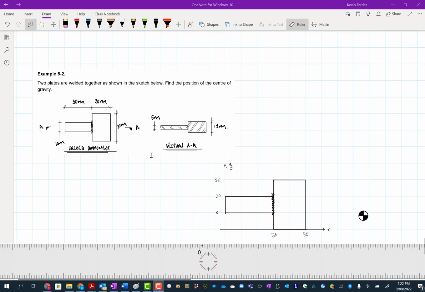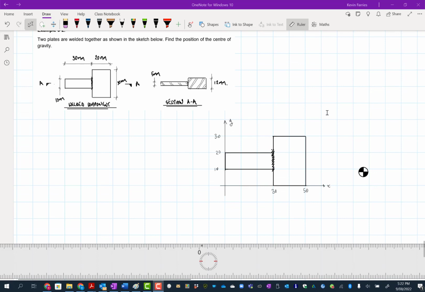The other thing I've done is draw on the axes. We're going to do everything relative to these axes. You can choose those axes anywhere, but I usually put the origin at the bottom left of the object. That way you're going to end up with lots of positive numbers. If you start getting negative numbers, it can get a little bit complicated.